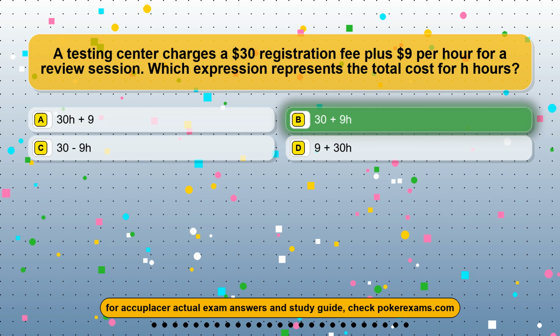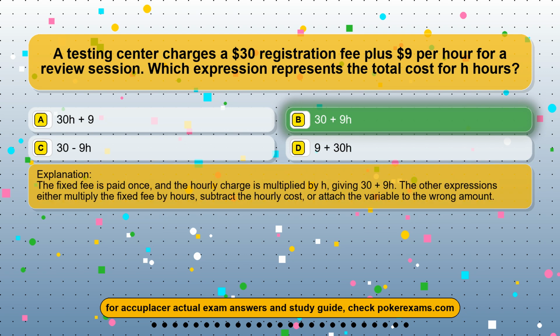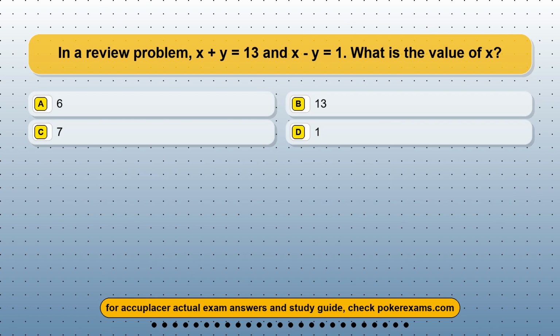The correct answer is option B, 30 plus 9H. The fixed fee is paid once, and the hourly charge is multiplied by H, giving 30 plus 9H. The other expressions either multiply the fixed fee by hours, subtract the hourly cost, or attach the variable to the wrong amount.